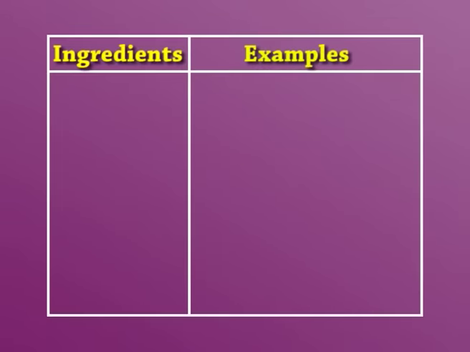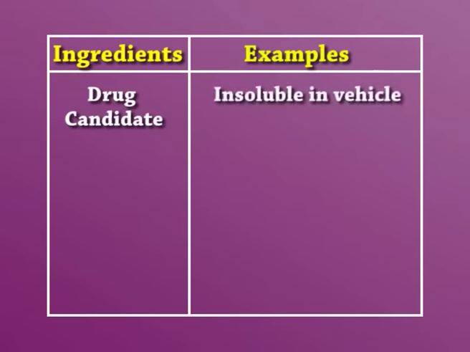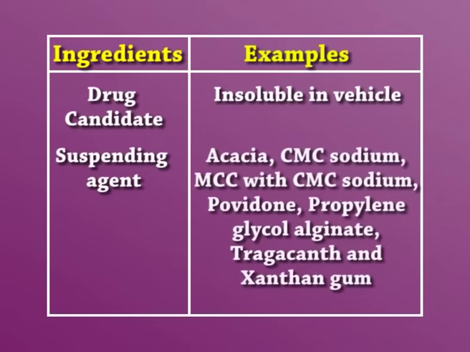Now we will go to the formulation details of suspension. What are the formulation ingredients in the suspension? The main formulation ingredients are the drug candidate and excipients. A drug candidate is insoluble in a vehicle. Mainly the suspending agents which are added are acacia, carboxymethyl cellulose sodium, microcrystalline cellulose with carboxymethyl cellulose, povidone, polyethylene glycol, polypropylene glycol alginate, then tragacanth, xanthan gum.